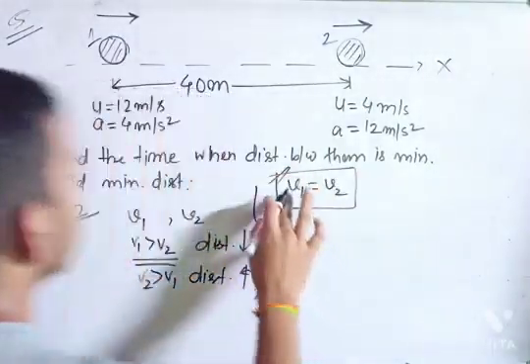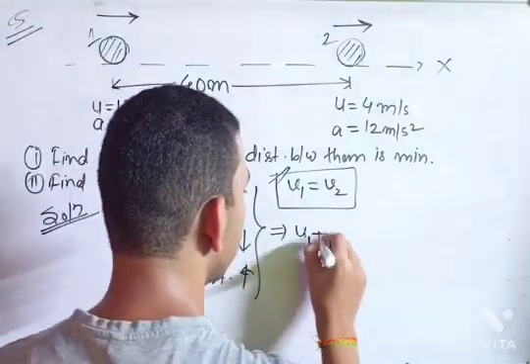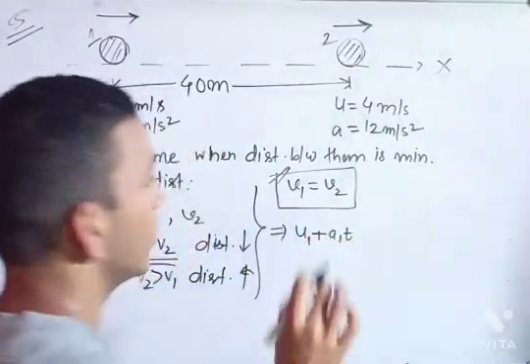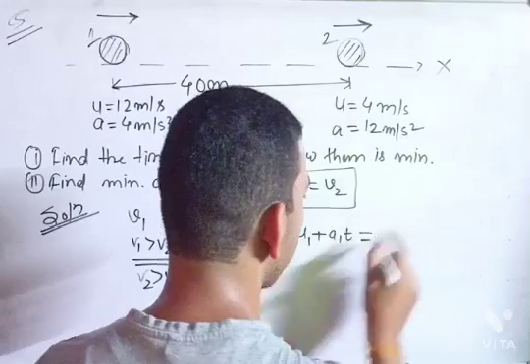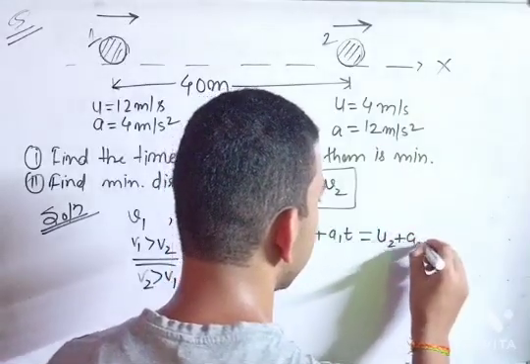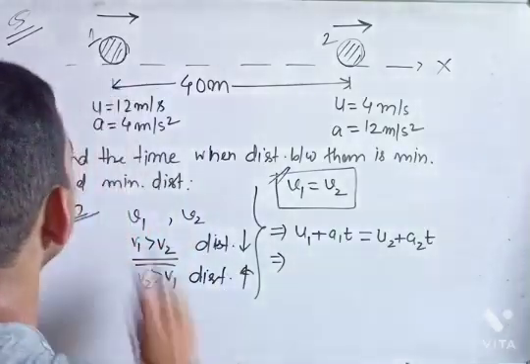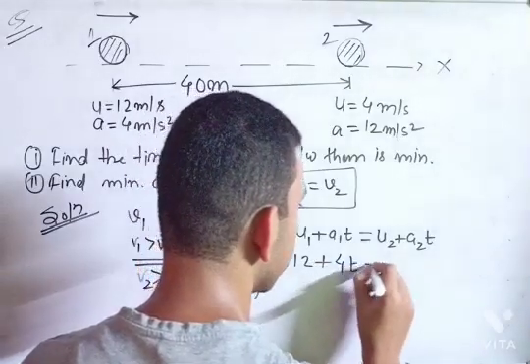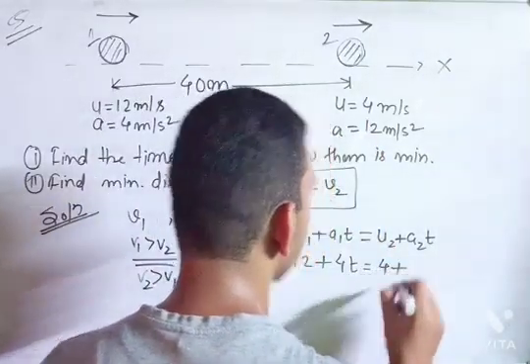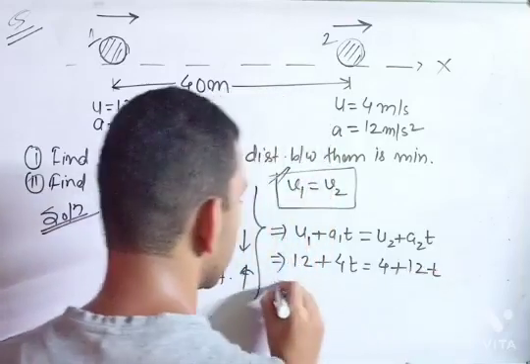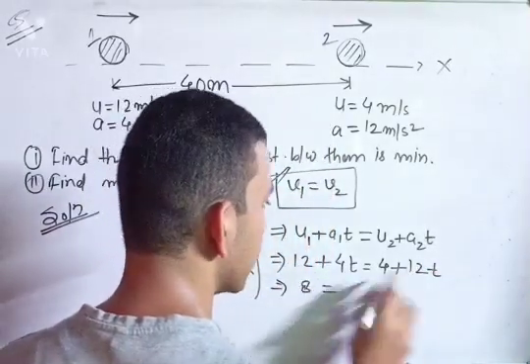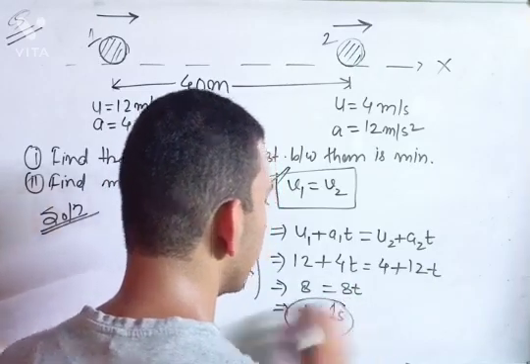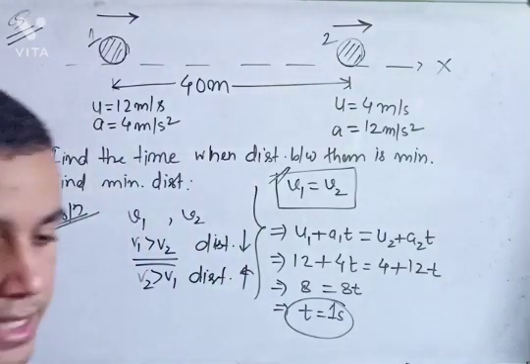So the final velocity v1 is equal to u1 plus a1 times t. Suppose at t time, both of them will be separated by minimum distance, and then v2 is equal to u2 plus a2 times t. Here we have u1 is 12 plus a1 is 4 times t, equal to u2 is 4 plus a2 is 12 times t. So we have 12 minus 4, that is 8, is equal to 12 minus 4, that is 8t. So at t is equal to 1 second, both of them will be separated by the minimum distance.